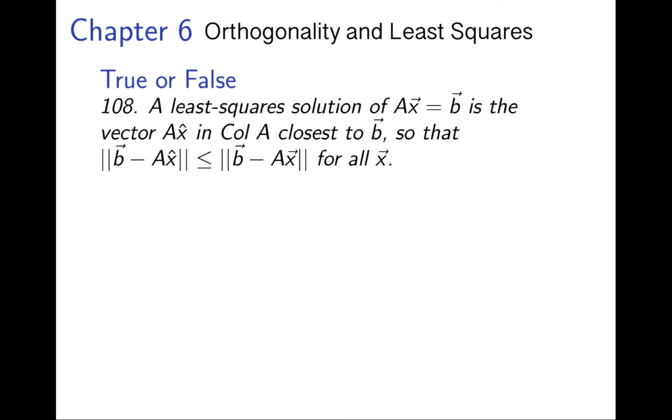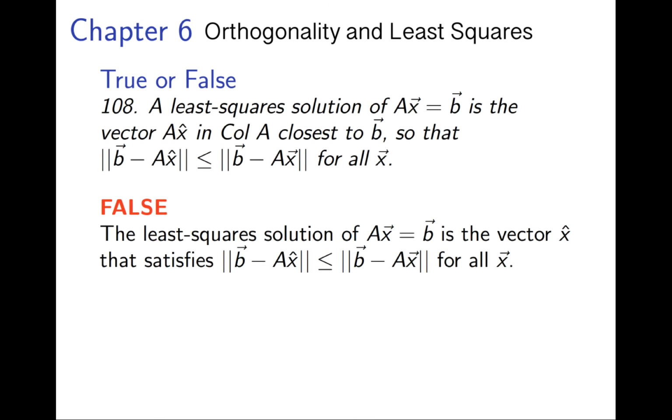Number 108. We're almost there. A least squares solution of AX equals B is the vector AX hat in the column space of A closest to B that satisfies the distance between B and AX hat is less than or equal to the distance between B and AX for all X. This is false. The least squares solution is the vector X that satisfies that. It's not the vector AX. Okay, so we're looking for the X, our input, our vector X hat.